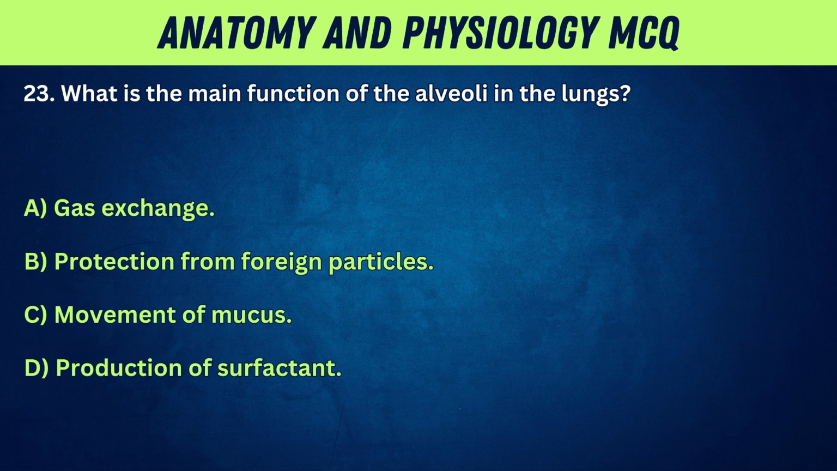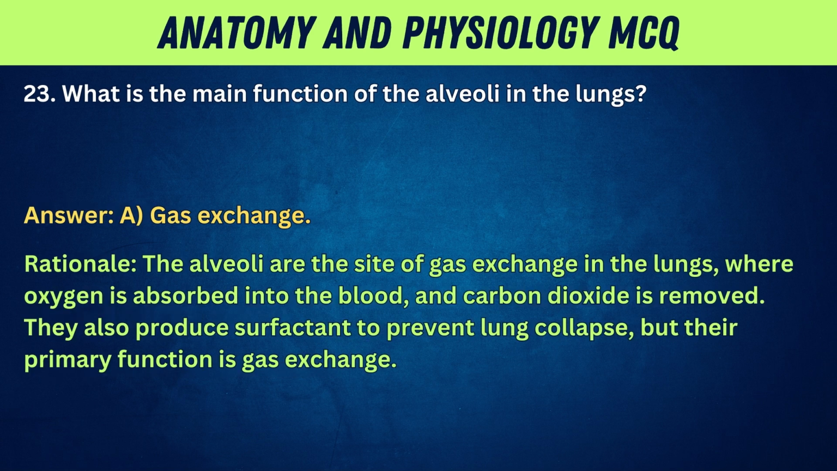23. What is the main function of the alveoli in the lungs? A. Gas exchange. B. Protection from foreign particles. C. Movement of mucus. D. Production of surfactant. Answer: A. Gas exchange. Rationale: the alveoli are the site of gas exchange in the lungs, where oxygen is absorbed into the blood and carbon dioxide is removed. They also produce surfactant to prevent lung collapse, but their primary function is gas exchange.